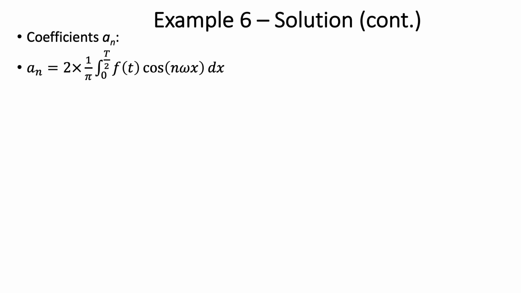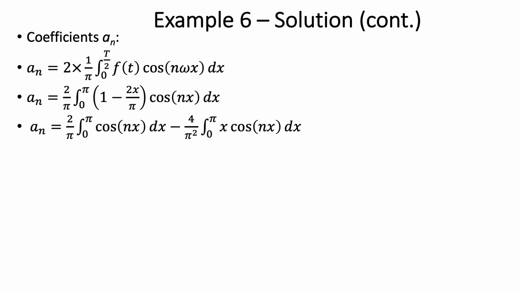Next is to find the coefficient An. We have the equation An equal 2 times 1 over pi integral 0 to pi of f(t) cos n omega x dx. We proceed with the equation. We have An equal 2 over pi integral 0 to pi 1 minus 2x over pi cos nx dx. We do the expansion.